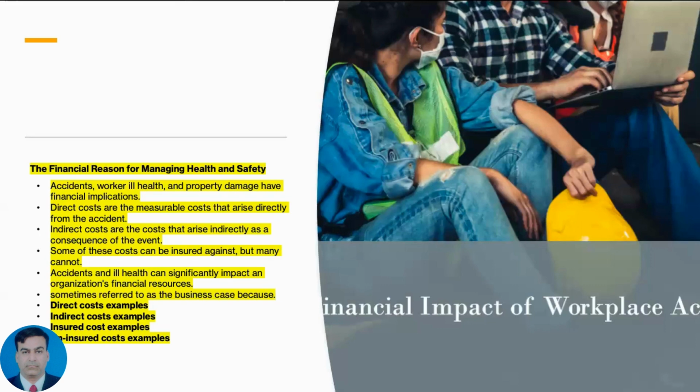Indirect costs are the costs that arise indirectly as a consequence of the event. These costs can be more difficult to quantify precisely and may include factors such as lost production time, overtime to make up for the lost production, hiring and training new employees, and damage to the organization's reputation. Some of these costs can be insured against, but many cannot.